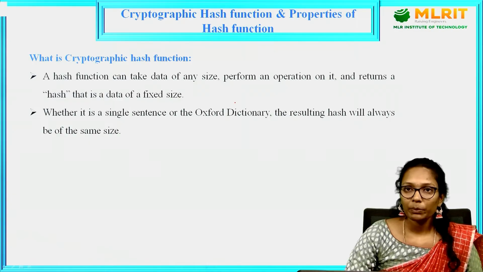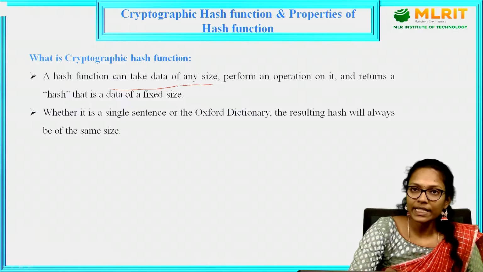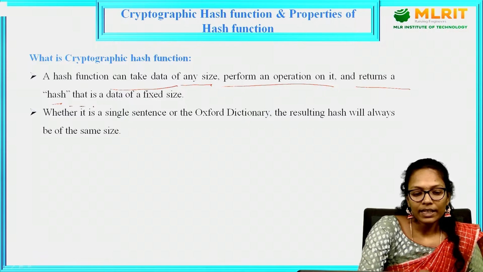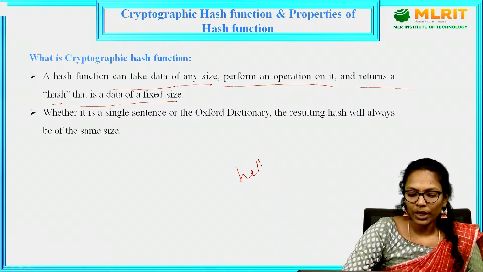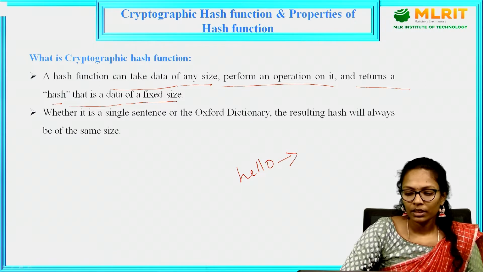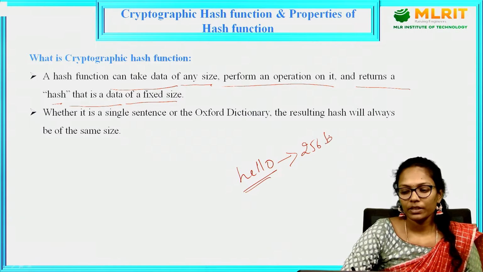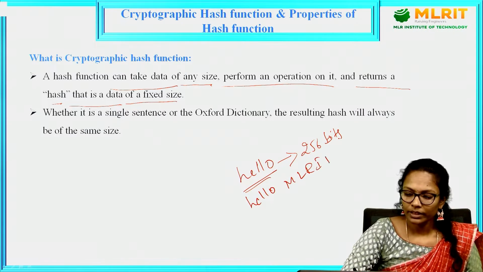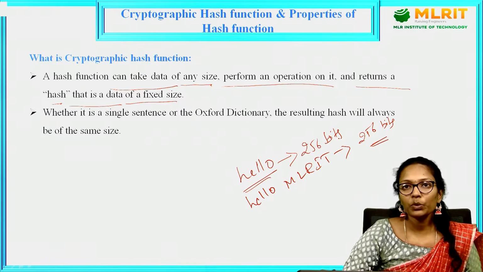So first of all, what is a cryptographic hash function? A hash function is a function which takes data of any size, performs an operation on it, and returns a hash, which is data of a fixed size. For example, I have the value hello, which is 5 characters. For this, it will generate a hash value of 256 bits. In the same way, if I write hello MLR IT, the number of characters is more, but it will still generate a hash of length 256 bits only.